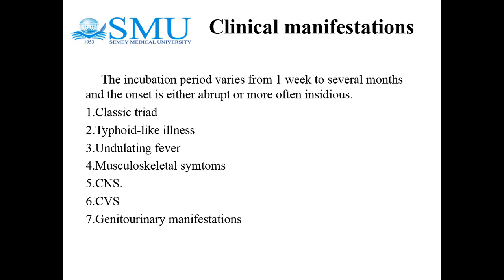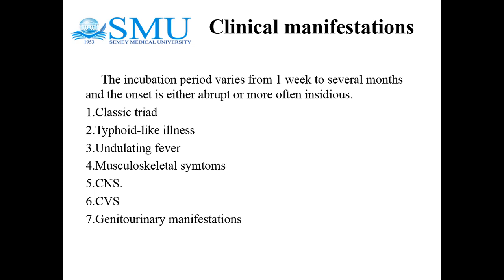Undulating fever. Fever has a typical remittent course. In between febrile periods there will be afebrile periods. It is also called Malta fever or Mediterranean fever. The musculoskeletal symptoms are present in about half of all patients, which may mimic skeletal tuberculosis.